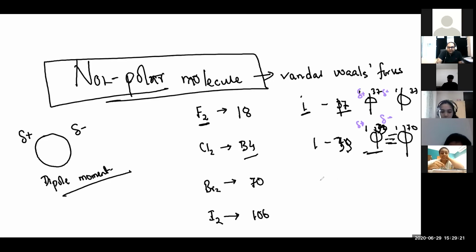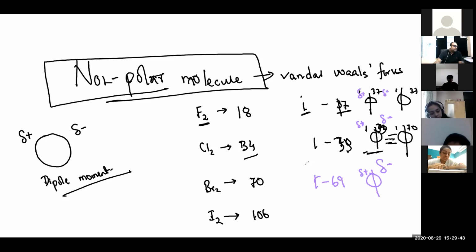Now if we talk about bromine, it has 1 and 69. So partially positive and a very big partially negative. So the greater the difference in charges, the stronger the intermolecular force.